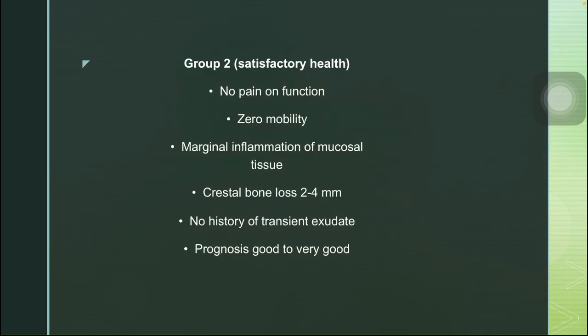Group 2, satisfactory health: no pain on function, zero mobility, marginal inflammation of mucosal tissue, crestal bone loss 2 to 4 mm, no history of transient exudate, prognosis good to very good.